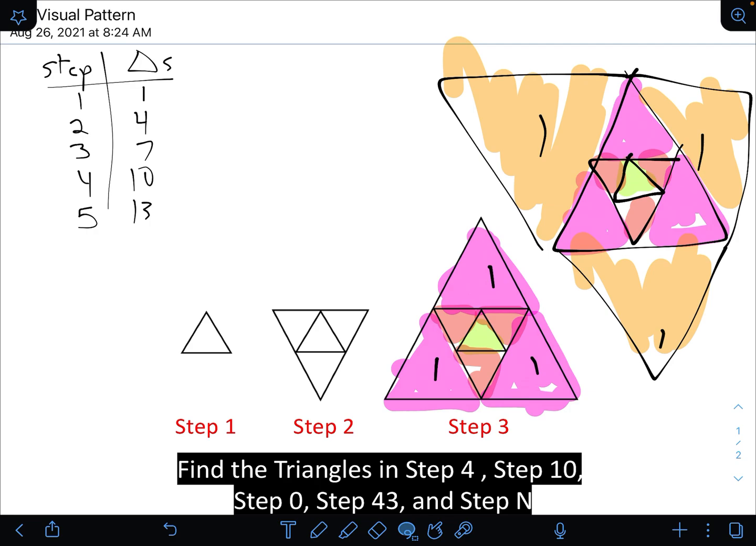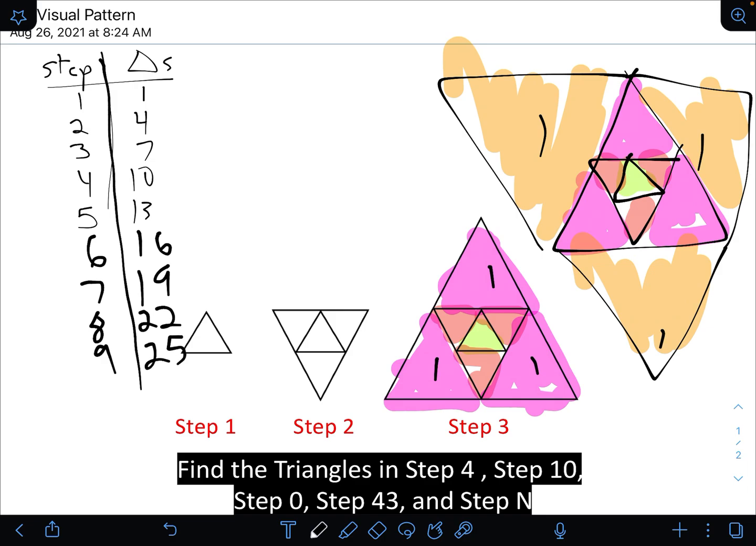I don't know. Well, this is where the math thinking part comes in too. Well, let's do it the long way and see if we can find a shorter way. We know 6 is 16, 7 is 19, 8 is 22, 9 is 25, and then 10 is 28. Okay, that's not too bad.